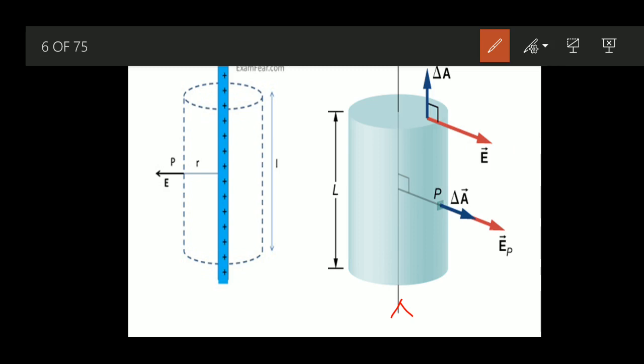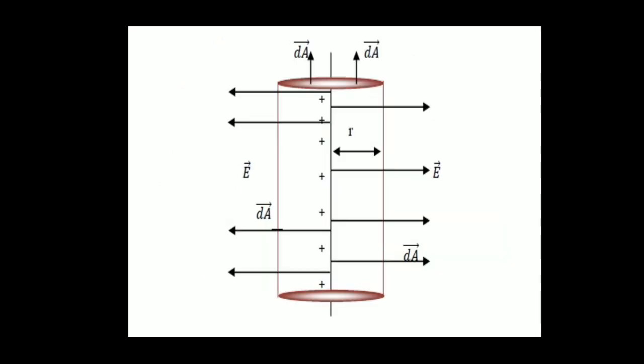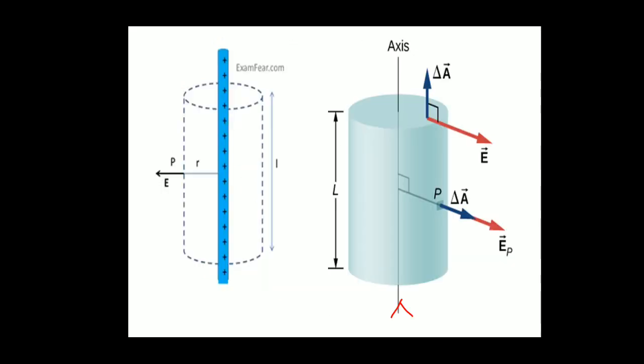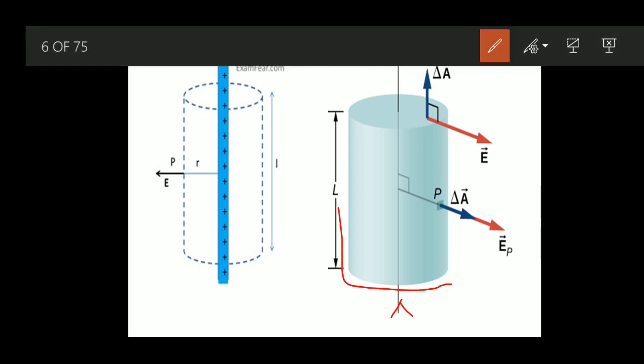This is the wire which carries the positive charge. The charge is not shown here. So I want to draw a closed, symmetrical surface. For a line charge distribution, a cylinder is a Gaussian surface. What we have drawn here is this green one. This is the Gaussian surface for you.